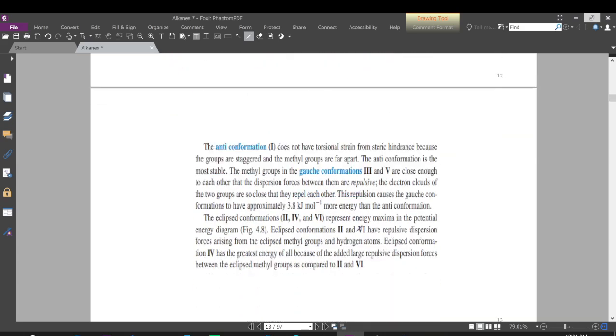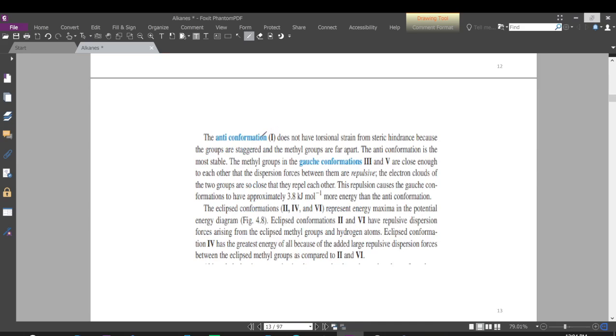Okay, so in this we see that the anti-conformation does not have torsional strain from steric hindrance because the groups are staggered and the methyl groups are far apart. In the anti-conformation, the methyl groups are opposite to each other, so that's why there isn't any torsional strain. The anti-conformation is the most stable because the groups are further apart, so electron repulsion is less. That's why the energy is less, and that's why it is more stable.